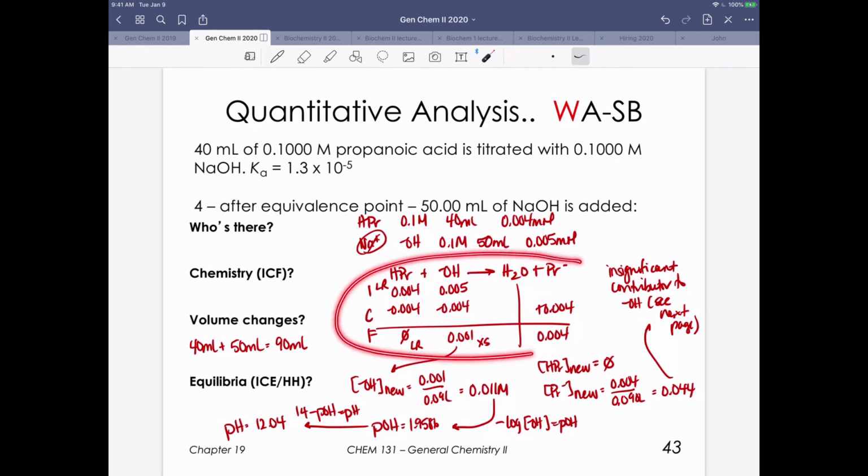Here's our ICF table to show you after the dust settles, who do we have? Yes, we've got excess hydroxide. We do have some conjugate base of our weak acid, but again, I hope I convinced you that this is not something we need to worry about after the equivalence point for contributing to pH. The major contribution is going to be from the excess hydroxide. The number of moles of excess hydroxide divided by the new total volume that we have is going to give us hydroxide concentration. Negative log of that gives you pOH. Subtract that from 14 to give you pH.